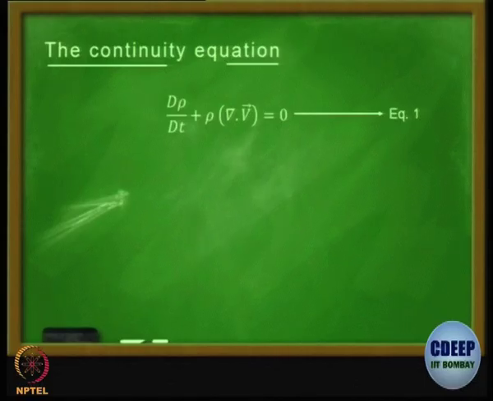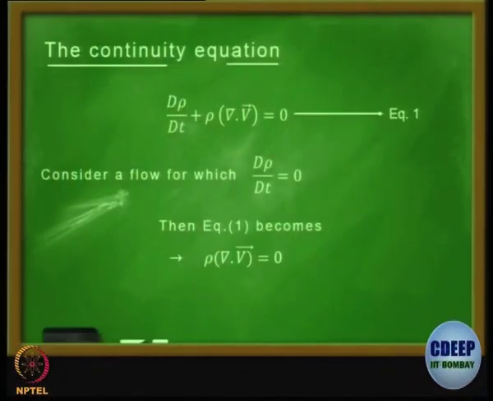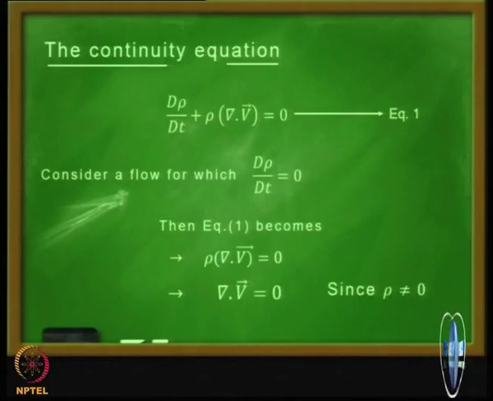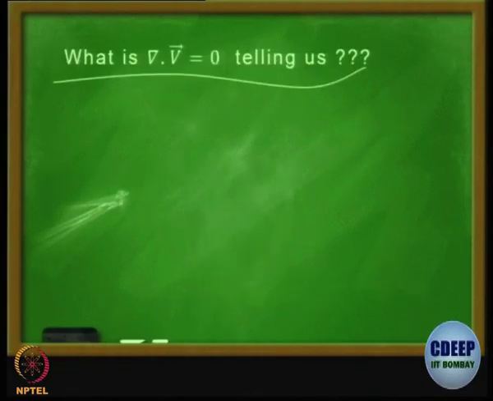If that be the case, then let us look at a flow for which the total derivative of density with time is 0. If that is the case, then this becomes rho times del dot V equals 0. But rho is a property of the fluid, it can't be 0. Zero rho means no fluid. So therefore, the condition becomes del dot V equals 0. So del dot V equal to 0 is a condition for incompressible flow.